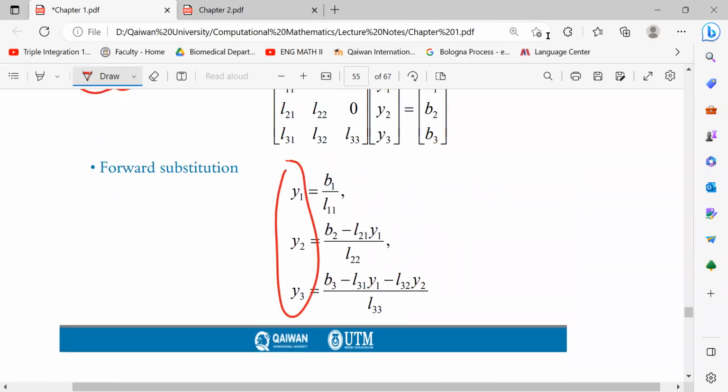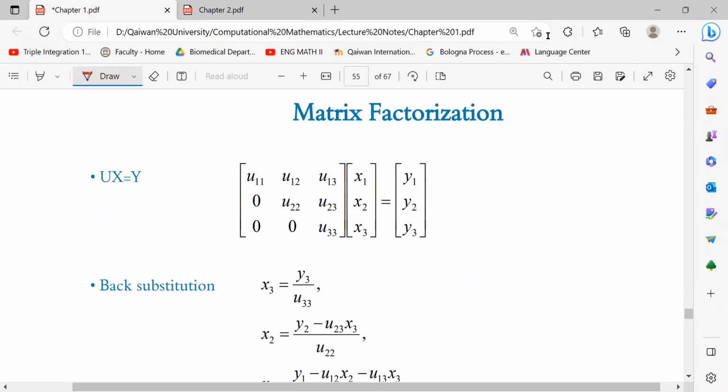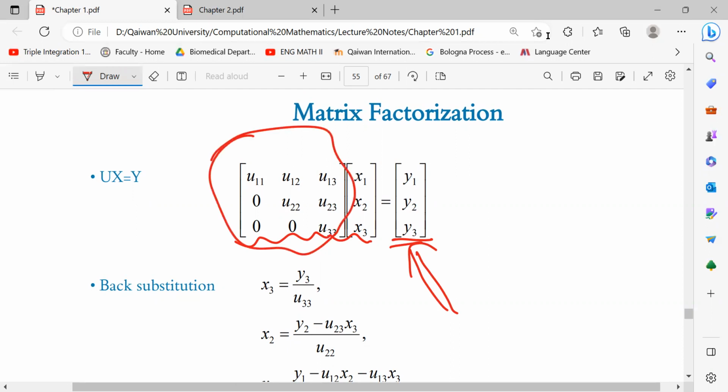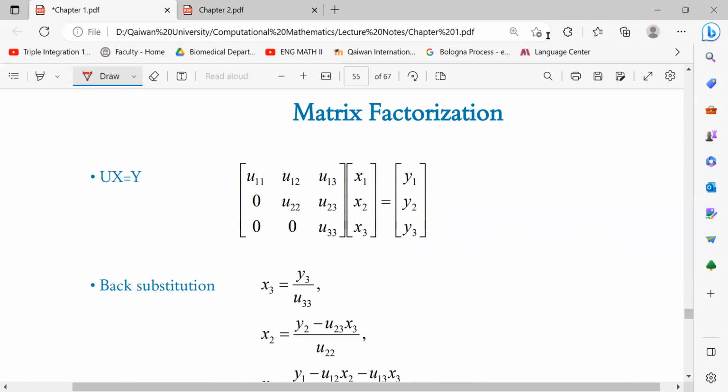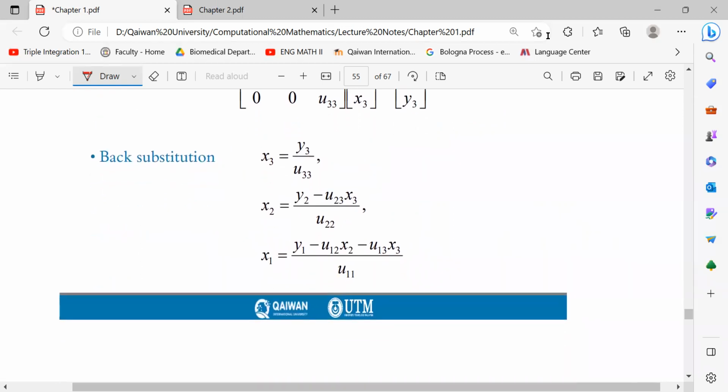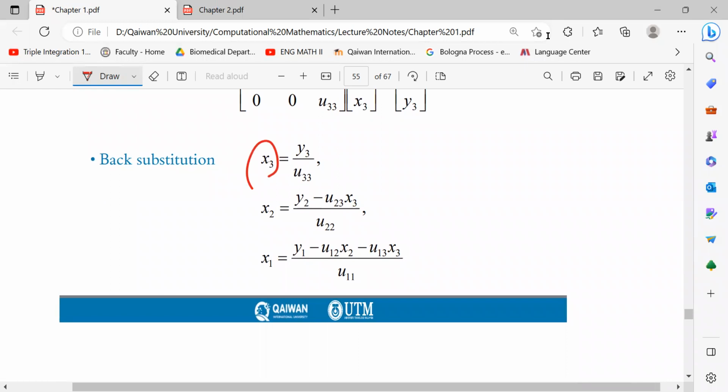After finding y1, y2, y3, what we do, we multiply U by X, equal to Y. Here, in this case, Y is known. Y1, y2, and y3 are known. U is known also, matrix U. So what's unknown? Only x1, x2, x3. It could be found easily. Okay? These are the values of x3, x2, and x1. Here we use back substitution.